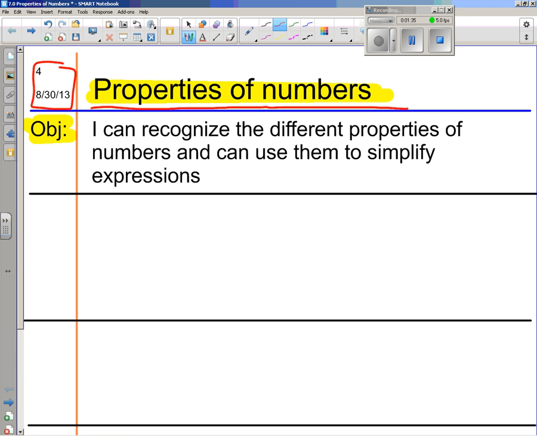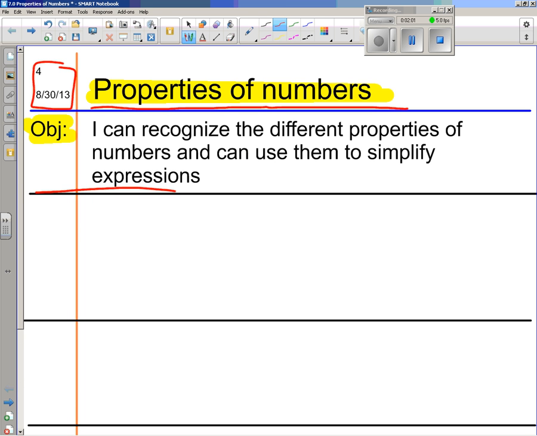Our objective for the lesson today is for each of you to be able to say, I can recognize the different properties of numbers and can use them to simplify expressions. This is something that people really struggled with on the pre-test, so we need to make sure we know how to do it. With the remainder of your page, after you write the objective, I want you to take the rest of the page and divide it in half, okay?